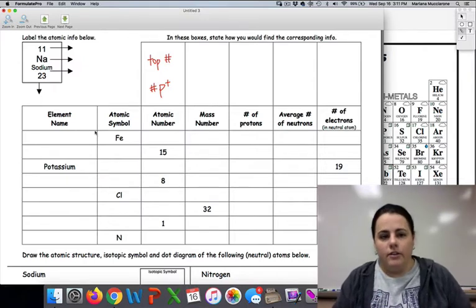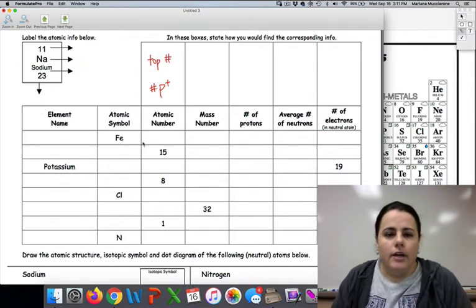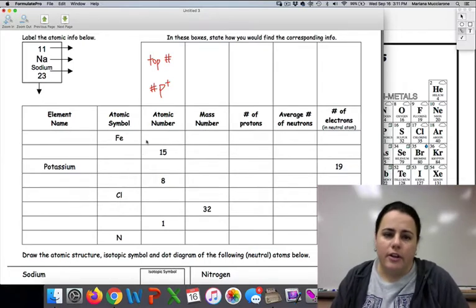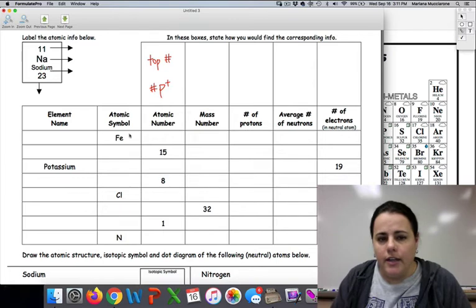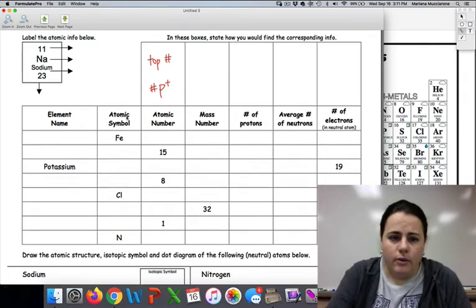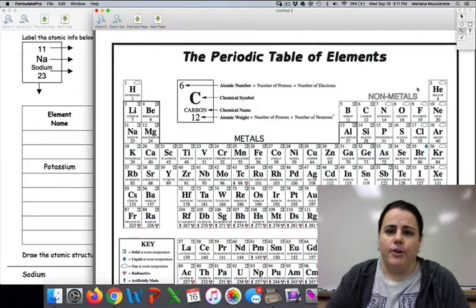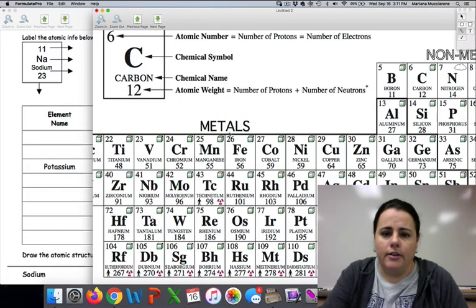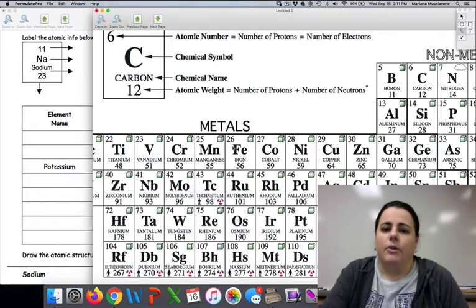When you get down to the examples, I give you only a little bit of information about each one, and you have to figure out the rest. So for the first one, I give you the atomic symbol, which is Fe. And if you don't know what that is, that's why you have to go to the periodic table. So looking at the periodic table, you have to find Fe, and if I zoom in a little bit, here it is, Fe, which is iron.